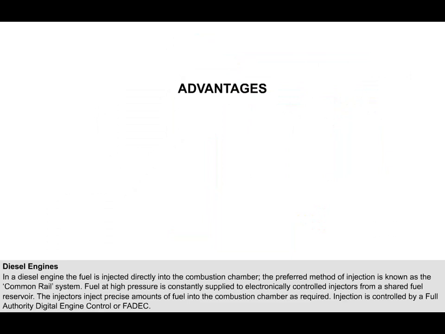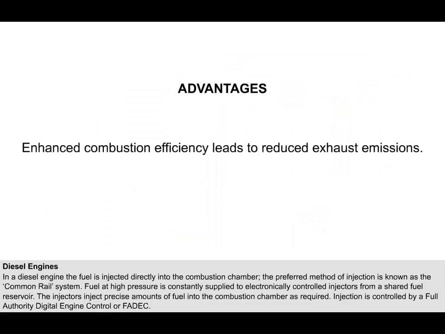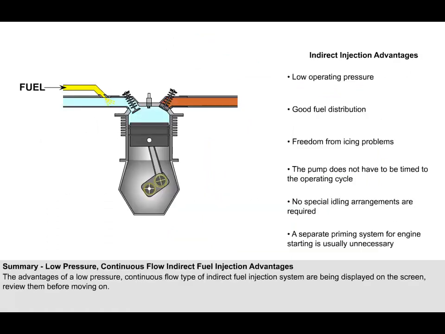Common rail direct injection offers distinct environmental advantages. Enhanced combustion efficiency leads to reduced exhaust emissions. The system produces quieter, smoother operation over comparable engines with either direct or indirect fuel injection. That is the end of the lesson. The advantages of a low-pressure, continuous flow type of indirect fuel injection system are being displayed on the screen. Review them before moving on.